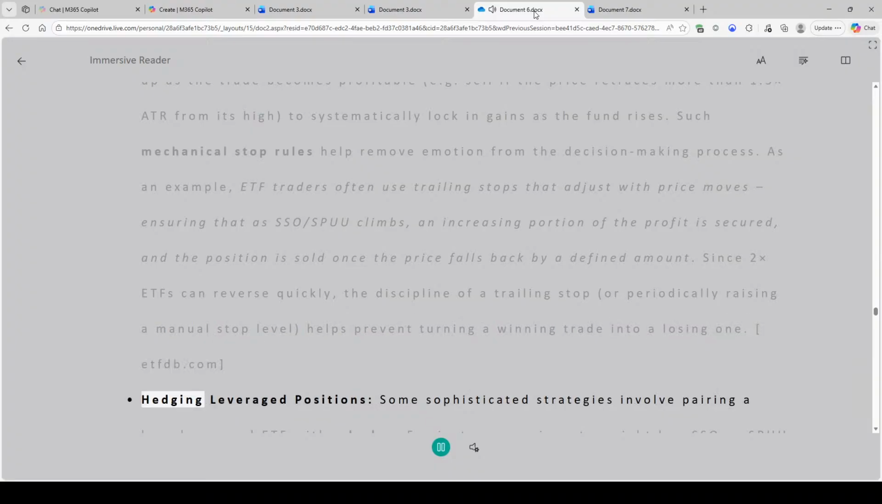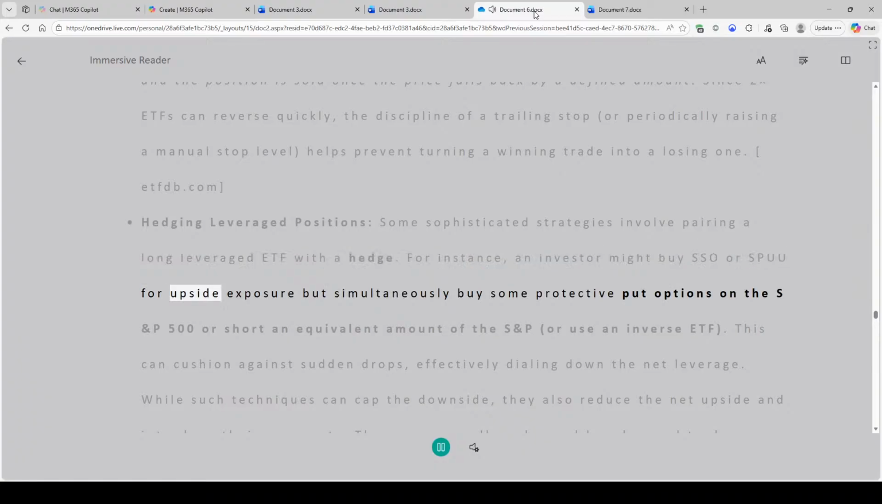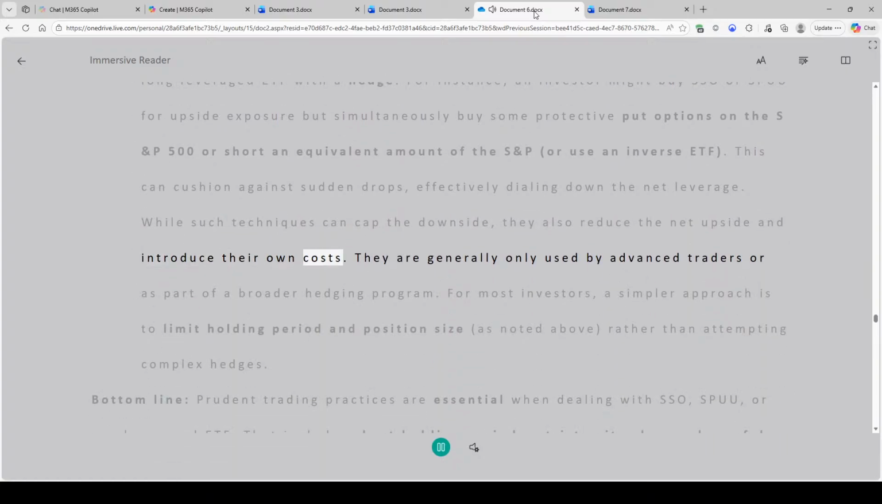Hedging leveraged positions. Some sophisticated strategies involve pairing a long leveraged ETF with a hedge. For instance, an investor might buy SSO or SPUU for upside exposure but simultaneously buy some protective put options on the S&P 500 or short an equivalent amount of the S&P, or use an inverse ETF. This can cushion against sudden drops, effectively dialing down the net leverage. While such techniques can cap the downside, they also reduce the net upside and introduce their own costs. They are generally only used by advanced traders or as part of a broader hedging program.